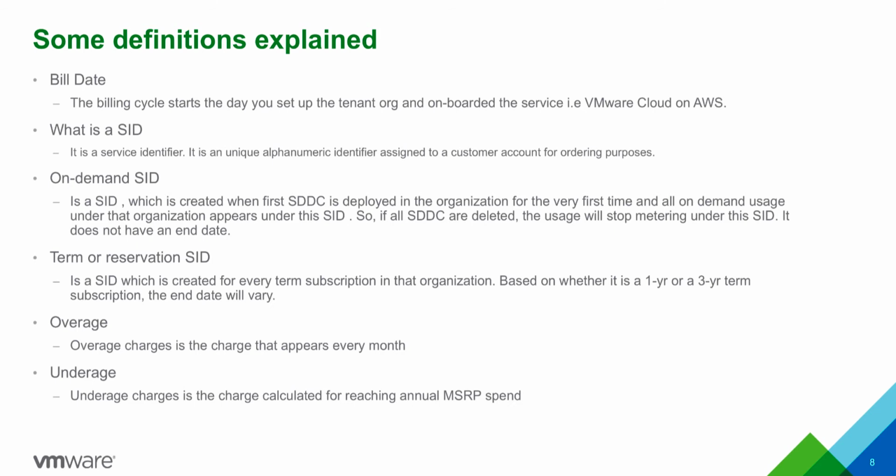The term or subscription SID is a SID which is created for every term subscription or reservation that you have in that organization. Based on whether it is a 1-year or a 3-year term subscription, the end date will vary. Then what's an overage charge? It's a charge that appears every month in your invoice. An underage charge is a charge which is calculated for reaching the annual MSRP spend and will appear only on the 13th month.